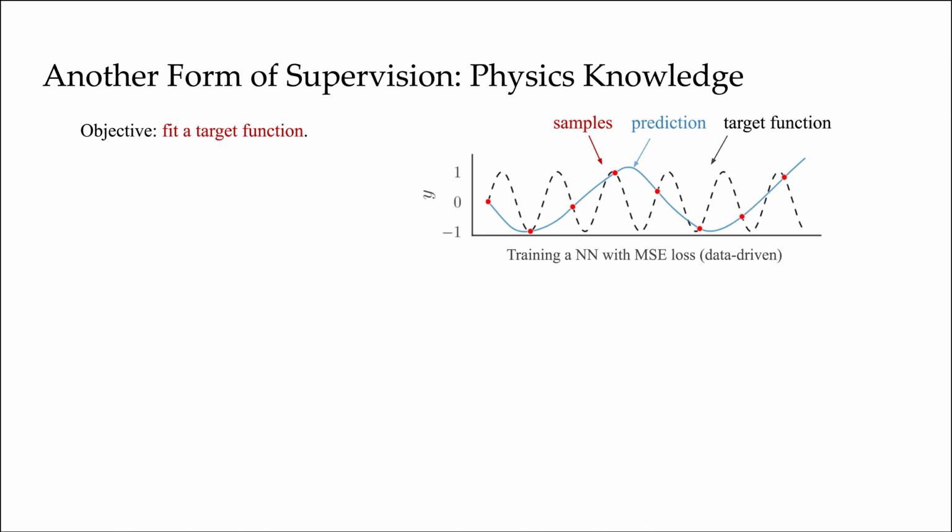Unfortunately, the training data is often very limited. The figure shows a simple experiment of training a neural network to fit a sine function with very limited data points. The model can only predict the low-frequency hypothesis at its best.